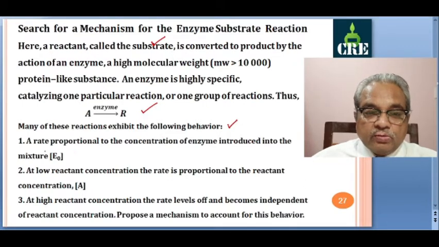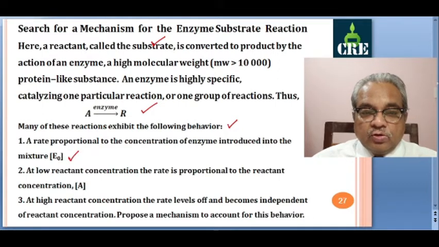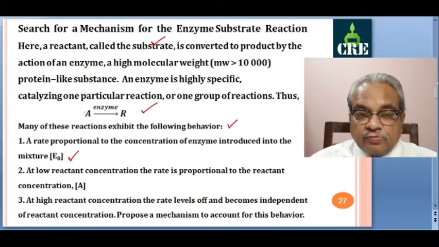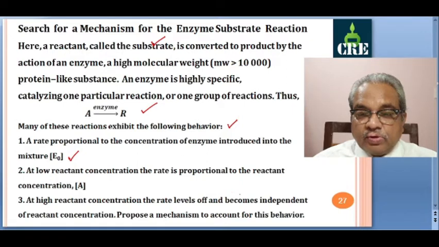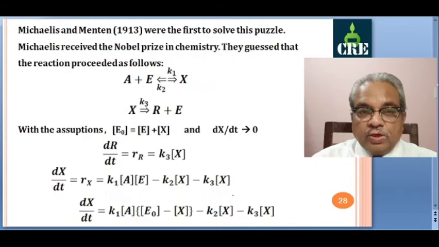this kind of behavior. Number one, the rate is proportional to the concentration of enzyme introduced in the mixture, which is E0. At low concentrations of the reactant, the rate is directly proportional to the reactant concentration. At high concentrations, the rate levels off and becomes independent of concentration. And we have to propose a mechanism to account for this kind of behavior.